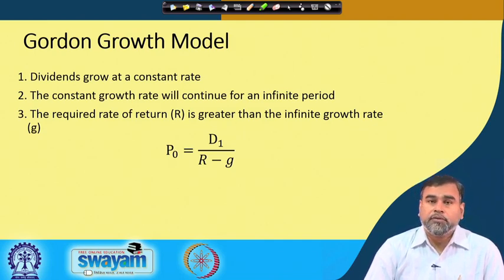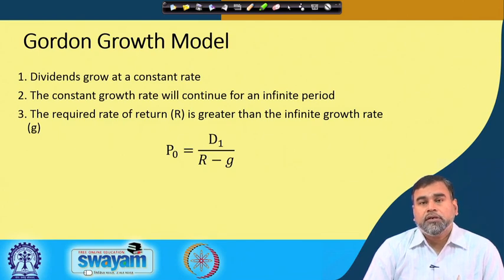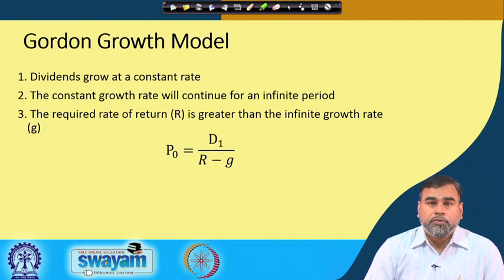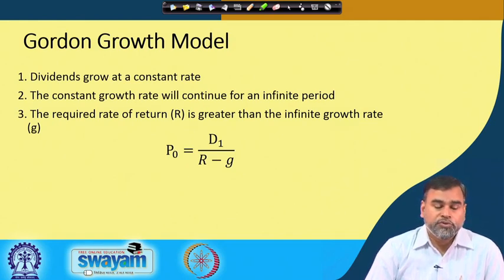That means the required rate of return will be greater than the indefinite growth rate of the particular cash flow. So if you expand and simplify that formula, finally we are getting P0 is equal to D1 divided by r minus g.